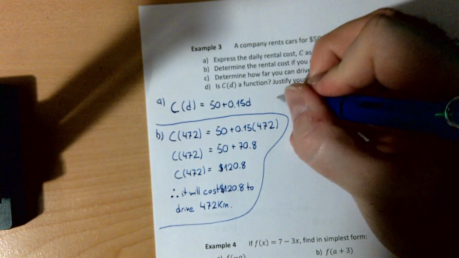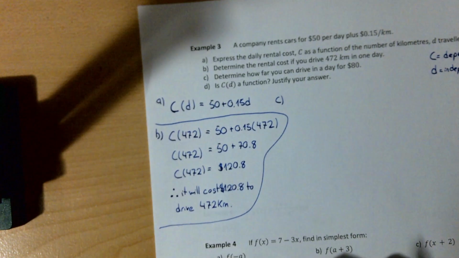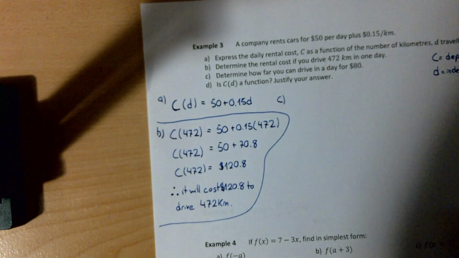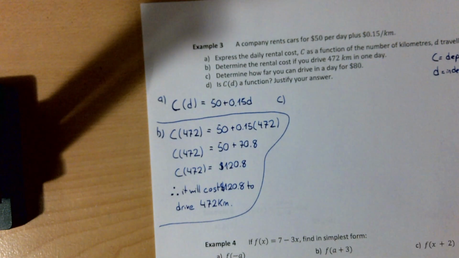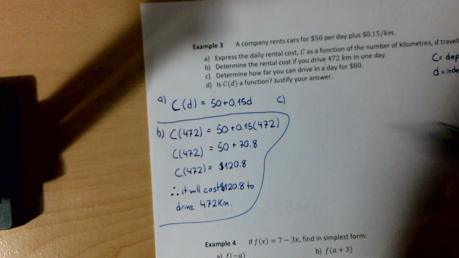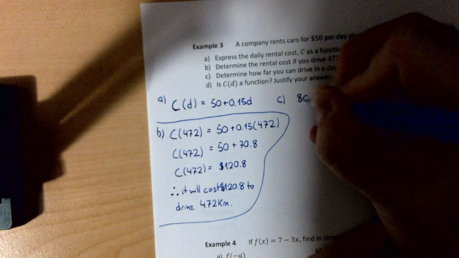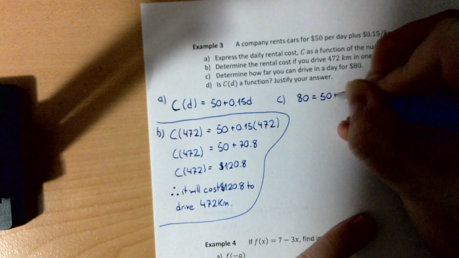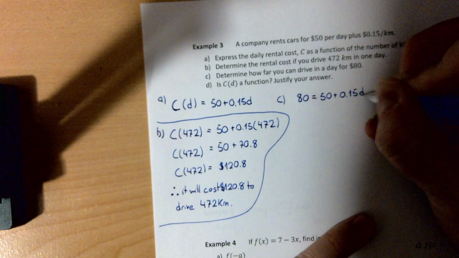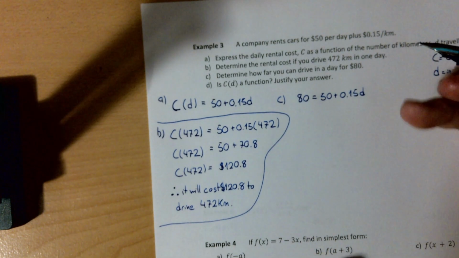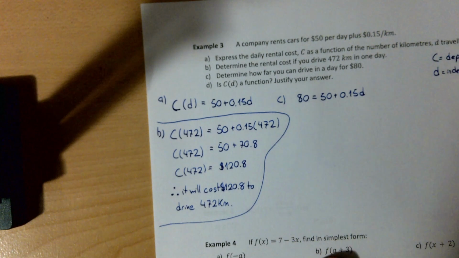Now, let's do part C. Determine how far you can drive in a day for $80. So now we're doing the opposite. Now it's saying, hey, this is my budget. What's the maximum amount of distance I can drive on this budget? So instead of getting the distance and calculating the cost, I'm getting the cost and I have to calculate the distance. So I'm just going to plug in my cost on the left side of my equation because that's where the cost goes. So I'm going to have 80 is equal to 50 plus 0.15 times our variable that we don't know, because the only value we don't know is how much distance I can drive. And now I'm just solving for it. I'm isolating the variable and finding out what it is.